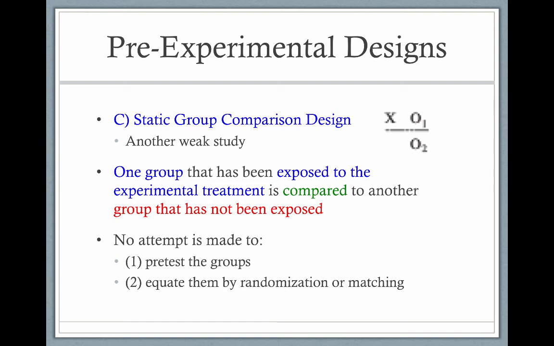This is another type of weak design. Remember, we're still in our pre-experimental designs. This is called a static group comparison design. So we have treatment and an observation, and then we have another observation. So we have a control group, but we're still missing some things. One group is exposed to an experimental treatment that is compared to another group that hasn't been exposed to the experimental treatment. But we have no pretest, and we don't know if the two groups were randomized or matched. We don't know what the external validity is.